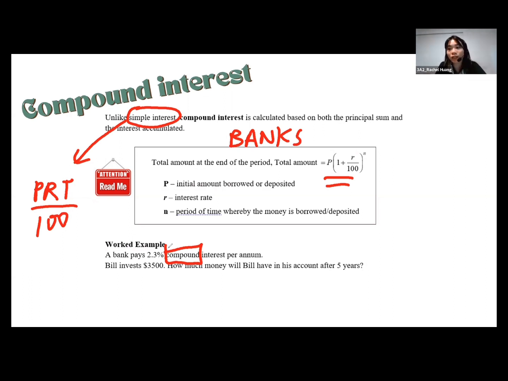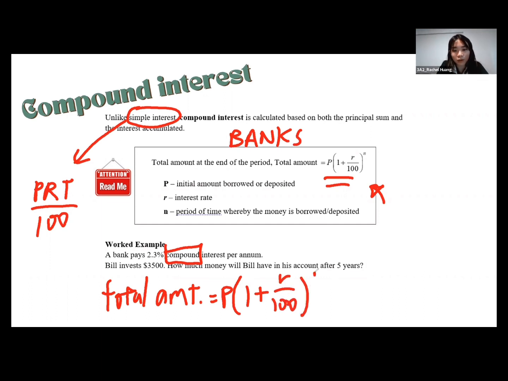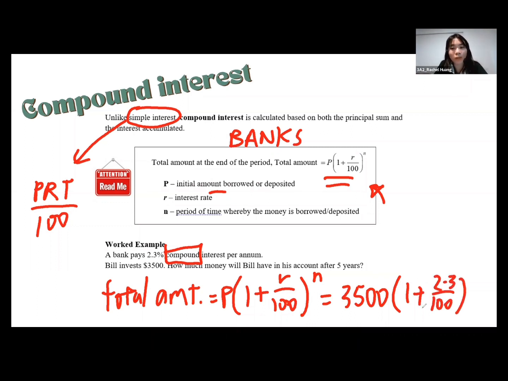I will use this one over here, which is given in the question paper for your exams, okay? But for the sake of showing you how to use it, let's try and use it now. So if Bill invests 3500, the total amount of money as per the formula, right, is P times 1 plus R over 100 to the power of N, right? P is the initial amount deposited, which is 3500. Then R is the interest rate, which is plus R over 100, which is 2.3 over 100. And then to the power of N. N is the number of years in which this money is owed or borrowed. Okay, that'll be 5 years.